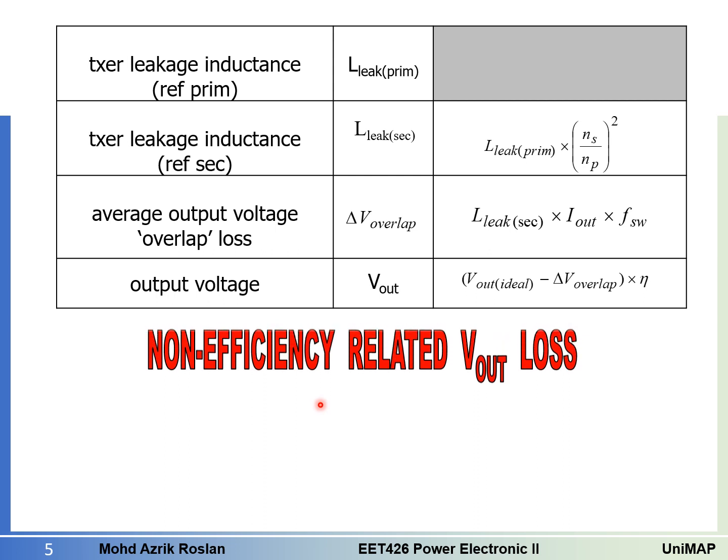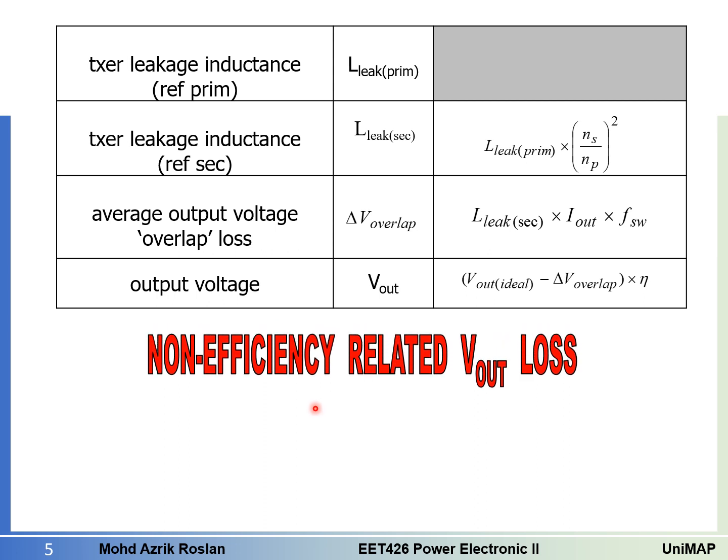And this table here is the non-efficiency related Vout loss, the one that I mentioned, due to the leakage inductance, and we have the overlap period during the turn on of the MOSFET. So this is the table that we can use. Usually for the equations, you don't have to remember all of them, the equations will be given. You just need to know when to apply the equation.